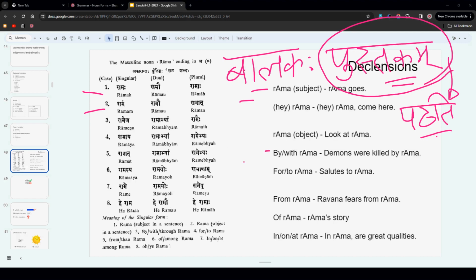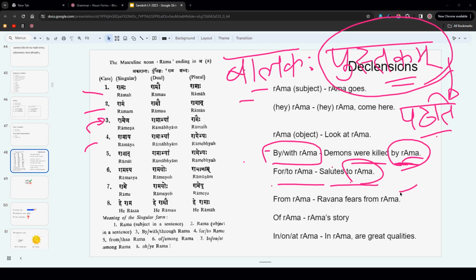So the third one here is given like by, with. In that sense, if the role is like that, for example, demons were killed by Rama. Yeah. Here it's by Rama, right? In this case, by Rama, we use the third vibhakti. Yeah. And similarly for to, like salutes to Rama, or I'm giving something to you, okay? To you. So in that to you, we use the fourth vibhakti.